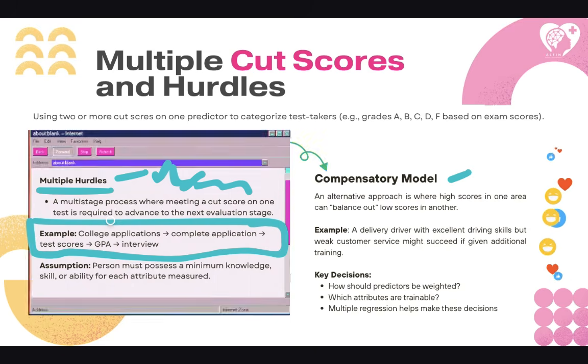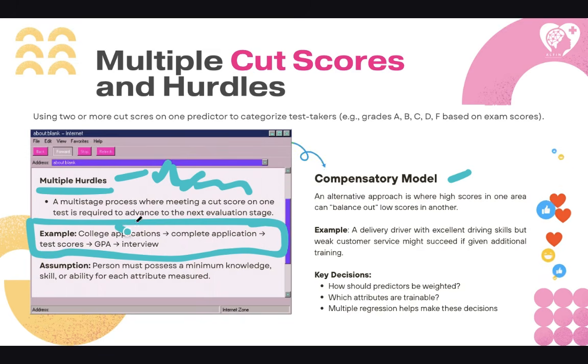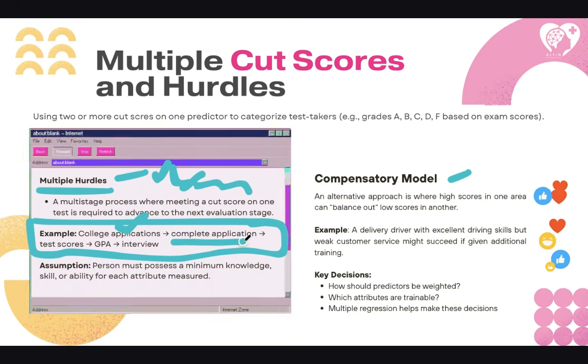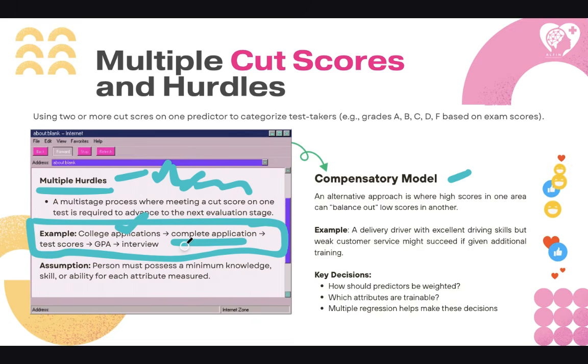Next, you would undergo an entrance exam, and if you pass the entrance exam, you would proceed to the interview. Once you've passed the interview, you are then selected to be one of the students of CTU. So this is multiple hurdles. How about the compensatory model?